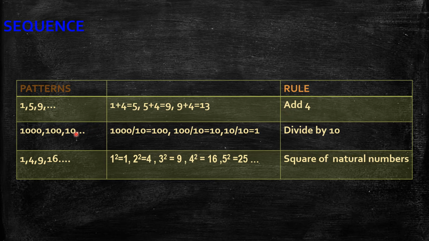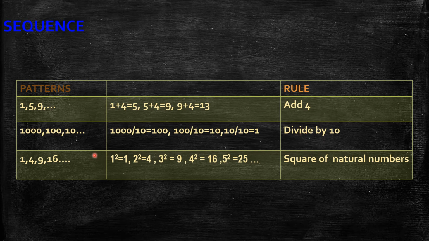Now look at the next example, children. 1000, 100, 10, and so on. Now 1000 divided by 10 gives 100. 100 divided by 10 gives 10. So the next term will be 10 divided by 10, that is 1. So the next term will be 1. So what is the rule followed here? Divide the preceding number by 10 to get the next number. Understood?